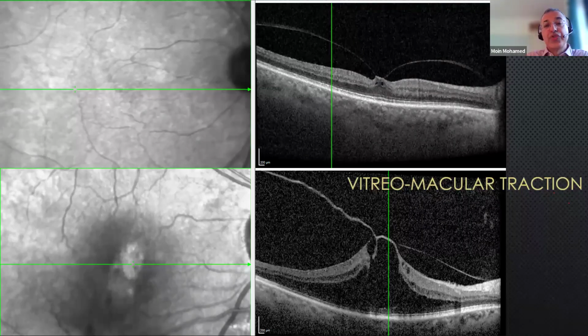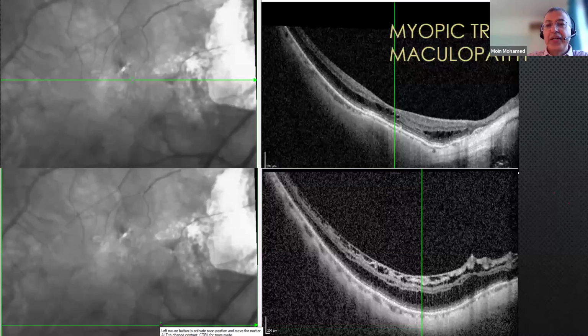Vitreomacular traction, of course, can look like macular edema as well. And this is a mechanical pull. So as soon as a mechanical pull is relieved, things tend to settle down. But that's one for the vitreoretinal surgeon. So this is mechanical pressure. And it's the same with myopic traction maculopathies.